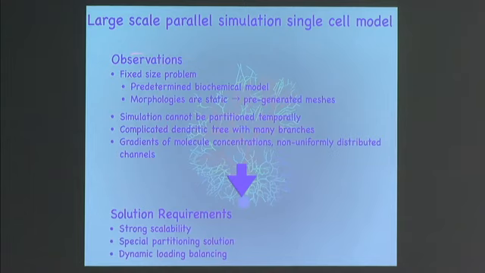So this is basically at this point a fixed size problem. We are not changing the biochemical model or the morphologies. So we use pre-generated meshes, and you also have a fixed partitioning of the mesh. But we have this complicated dendritic tree with many branches, and that will be an important point, as we'll see. And we can have strong gradients. So what we want is strong scalability. We want to look at the partitioning and potentially at dynamic load balancing.